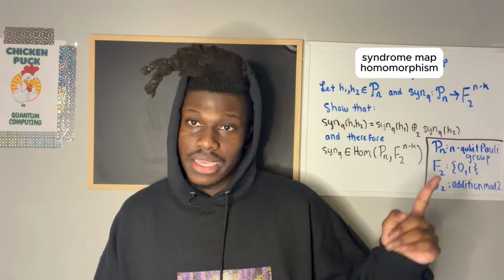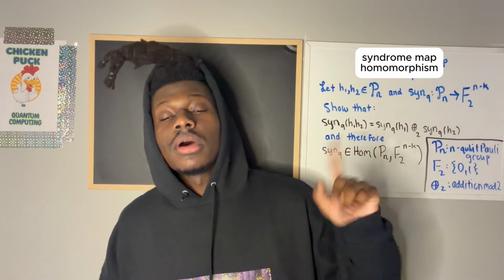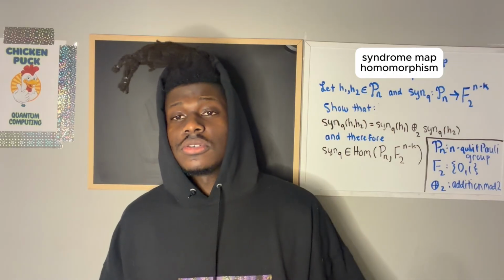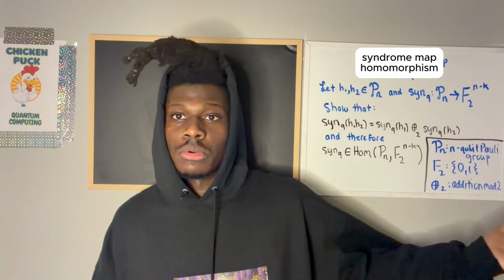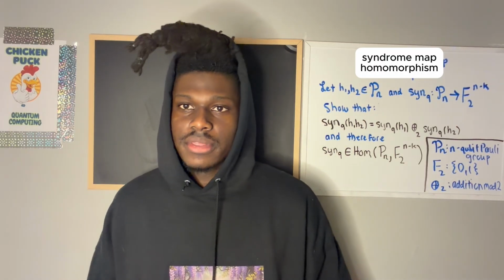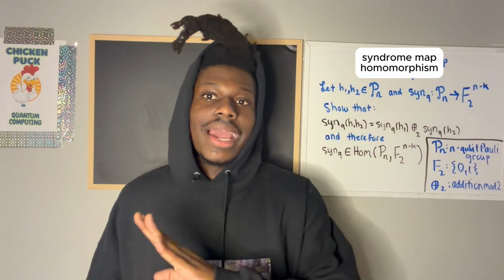Today I'm going to be proving this algebraic property regarding syndromes in quantum error correction. This is basically saying that the syndrome of a product of two Pauli operators is the modulo 2 sum of their individual syndromes. And this makes the syndrome map a homomorphism. Before proving that, I figured this looks really confusing, but don't worry, we're going to go through everything, so let's jump right into it.